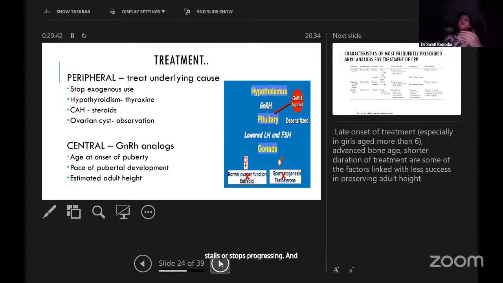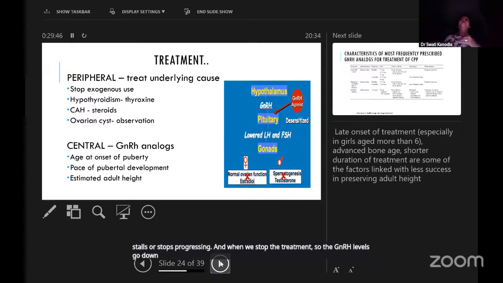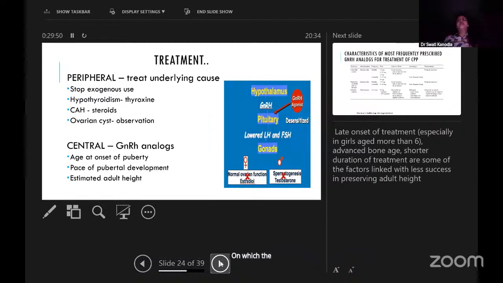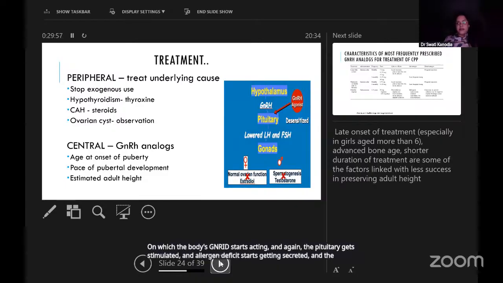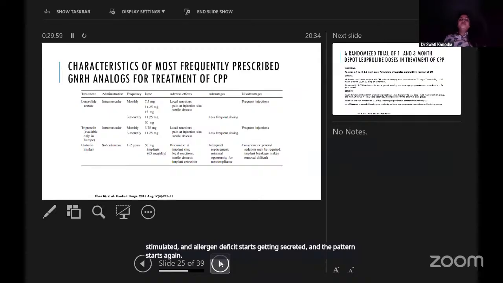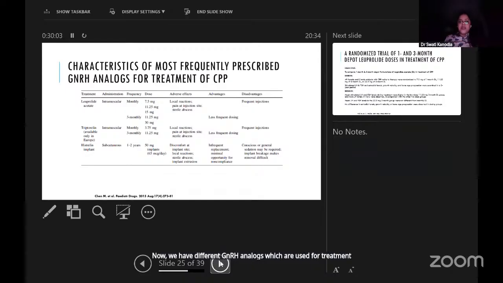And when we stop the treatment, so the GnRH levels go down in the body, the receptors are free on which the body's GnRH starts acting, and again the pituitary gets stimulated, and LH and FSH start getting secreted, and the pattern starts again. Now we have different GnRH analogs which are used for treatment of CPP in India.